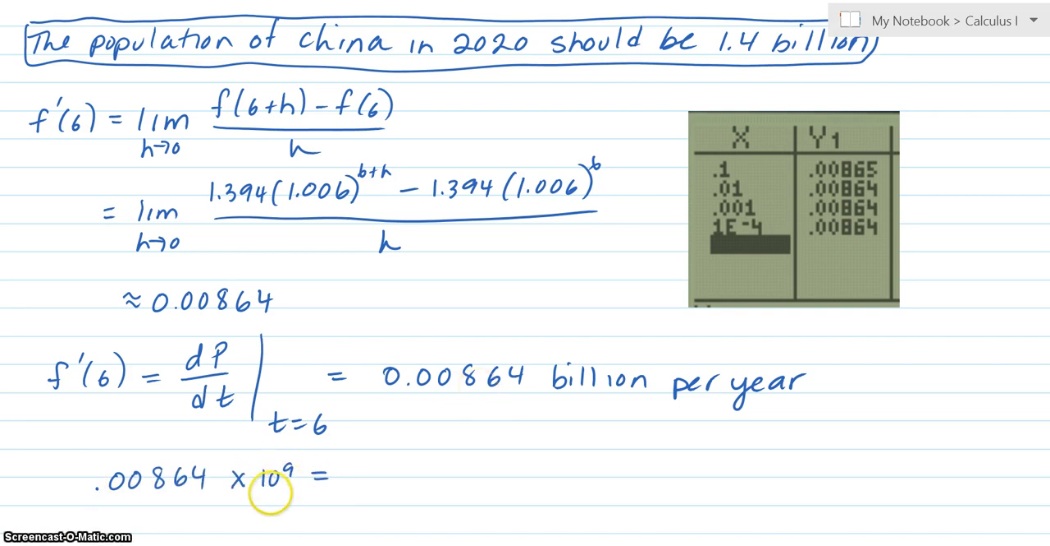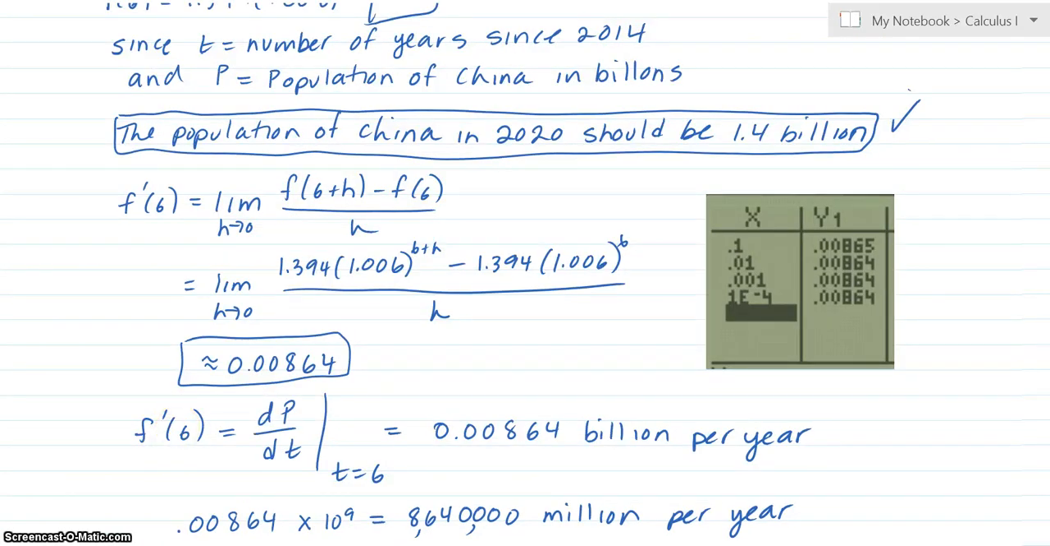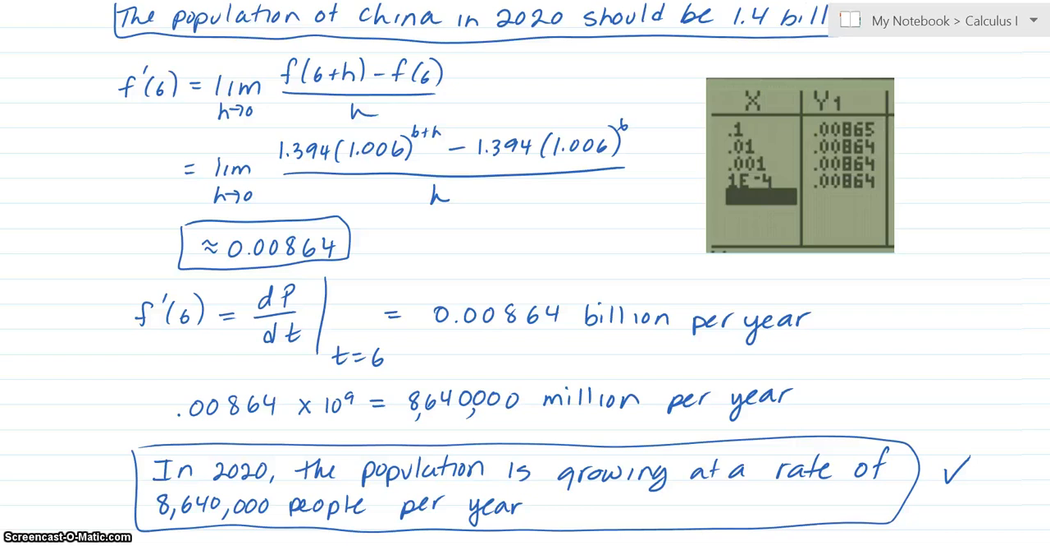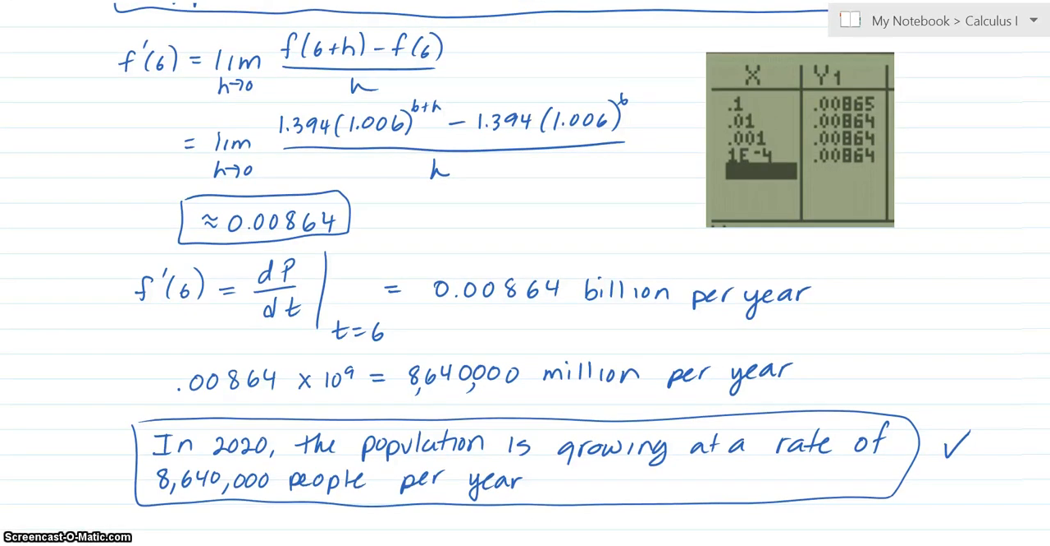1 billion is 10 to the 9. It has 9 zeros. So this is like saying 8,640,000. And that would be the rate of change of the population each year, right at t equals 6, which was since 2014, so it was 2020. So in 2020, the population is growing at a rate of 8,640,000 people per year. You can also say this another way. We could say that each year, like in 2020, we're going to increase about 8.6 million people. That's another way of saying it.